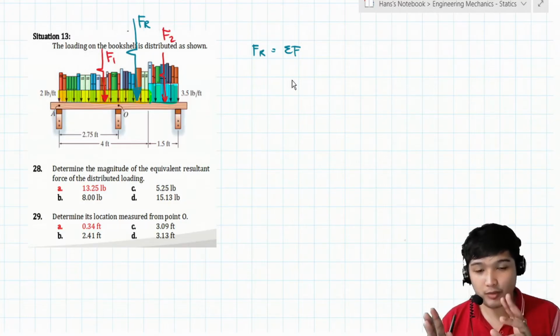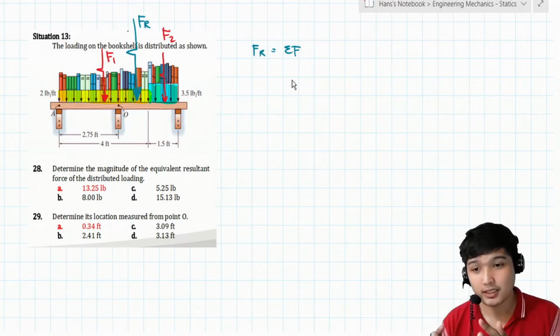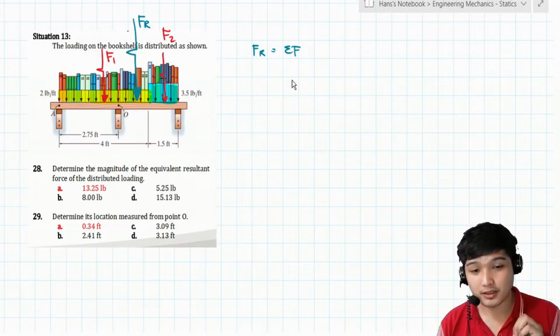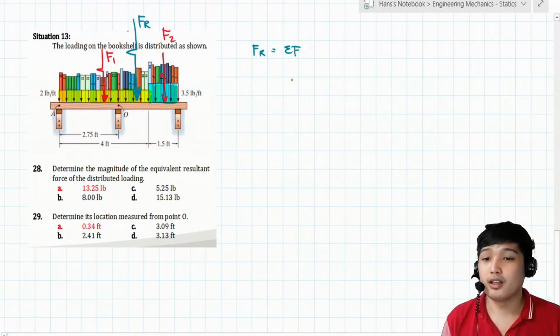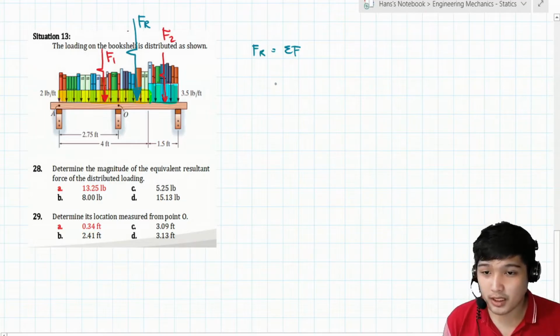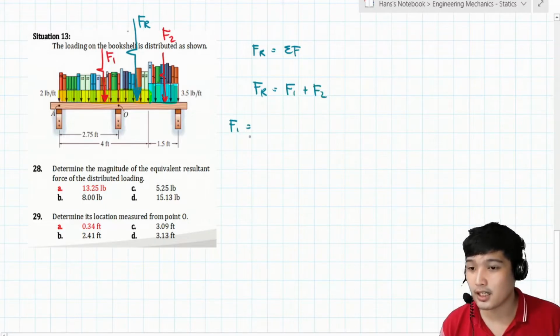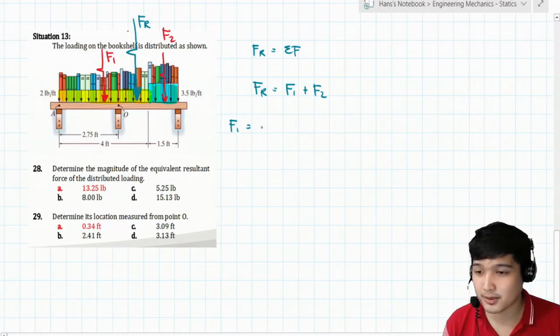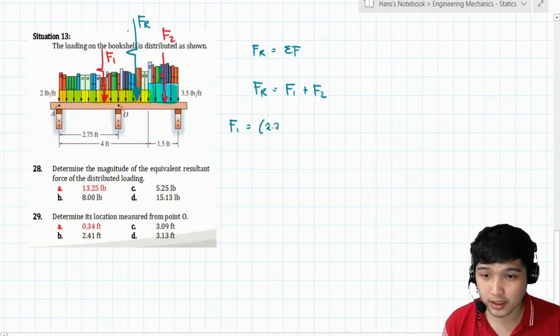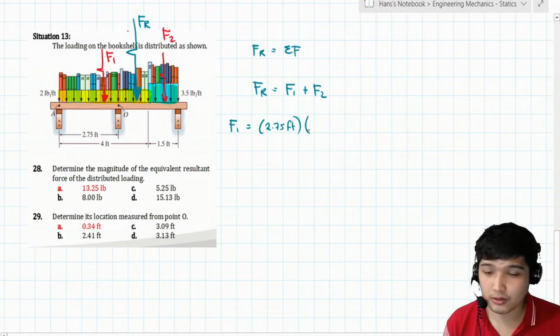Pero kapag ganito, na same yung direction, so assume na lang natin na kung ano yung direction na provided sa figure, yan na lang yung positive natin, no? So, therefore, in this specific scenario, consider natin downward forces positive. Okay lang. So, wala namang mawawala doon. So, downward forces as positive, so magiging yung FR is equal sa F1 plus F2. So, now, we'll solve individually for F1 and F2. So, F1 is just the area ng load diagram. So, that is base times the height, wherein base is 2.75 feet. And then, yung height is 2 pounds per foot.